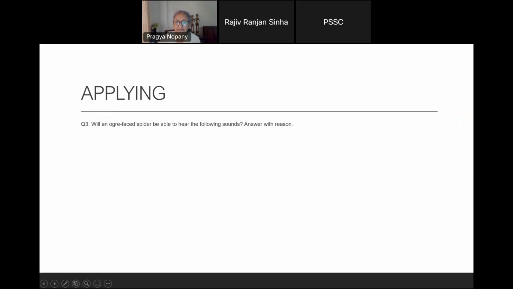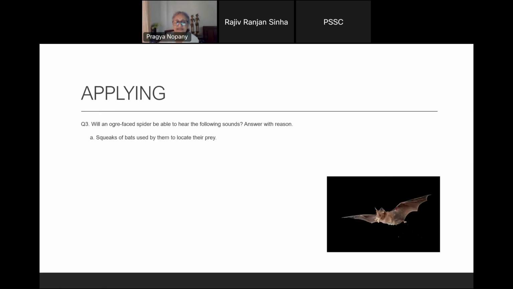Now applying. What is the applying question? Will an ogre-faced spider be able to hear the following sounds? Answer with reason. अब क्या मैंने साउंड्स दिए उन्हें? The squeaks of bats used by them to locate their prey. Now, all of you know that bats are being taught in class 9. So, bats कौन सी sound सुन सकते हैं? उसकी क्या frequency range है? Now they will apply to this situation that does that frequency range fall within the audible range of ogre-faced spiders, that is 100 to 10,000 hertz, right?